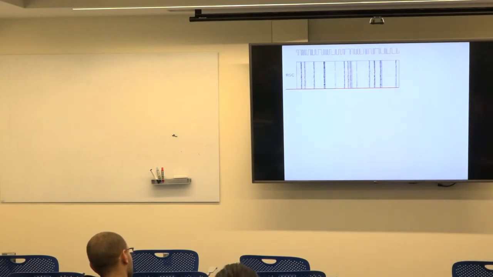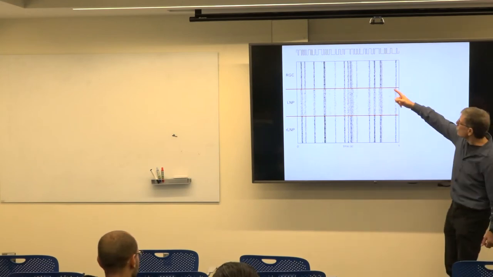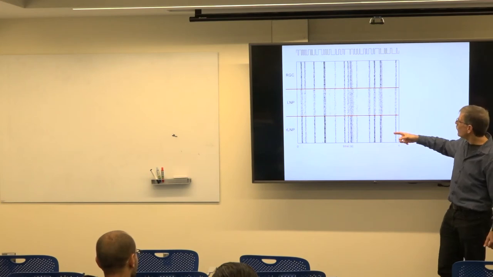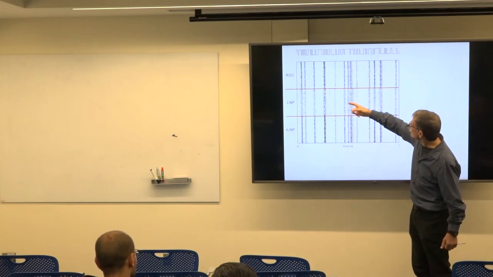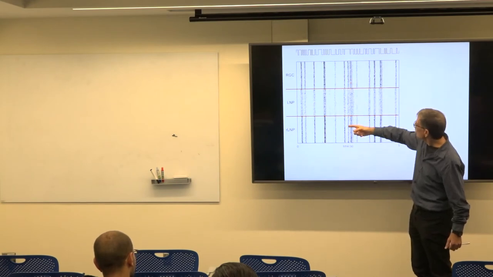So here are retinal ganglion cells. Here's the basic LNP model that fits okay, but not great. And here's the model with the feedback. Notice that all the spiking in here has been quashed. It's been cleaned up. The looseness of the Poisson rate has tightened up, following the input much more.